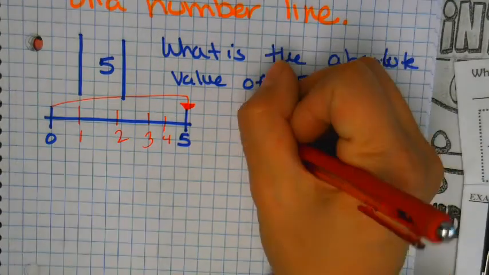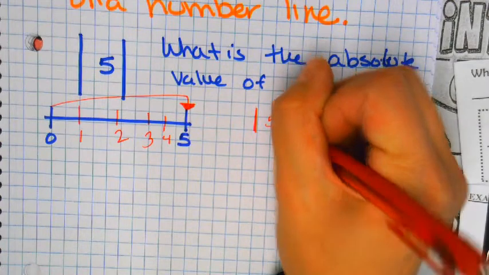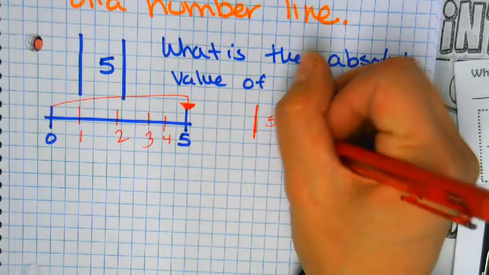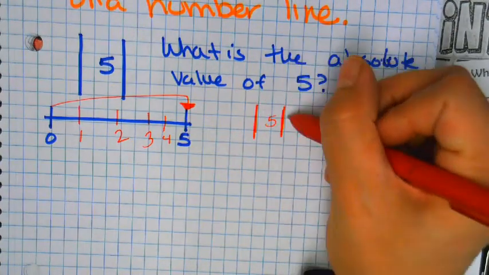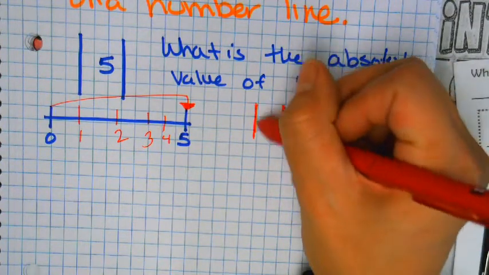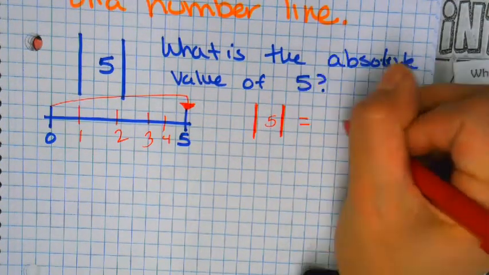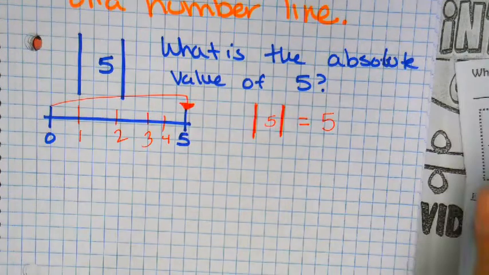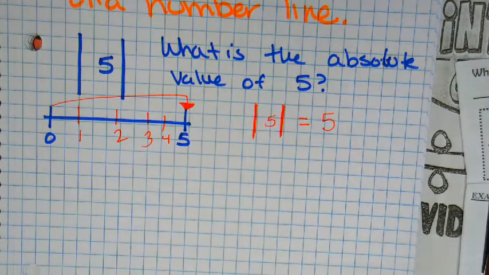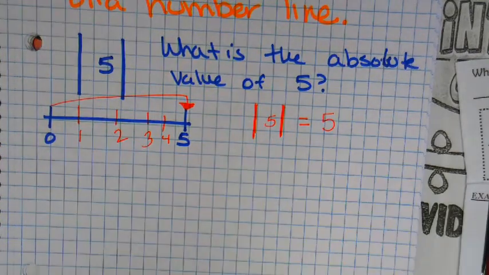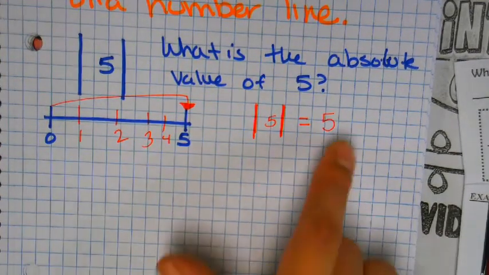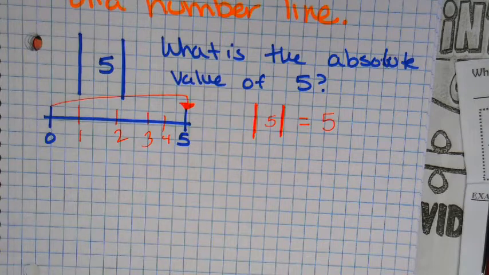So the absolute value of 5, and make the bars bigger than the number, so it doesn't look like 151, but it looks like, oh look, we have these bars here. The answer is 5. Because the distance from 0 to 5 is 5. Okay? And that's it. Easy? I hope so. So the absolute value of 5 is 5. So, let's do a couple of examples.